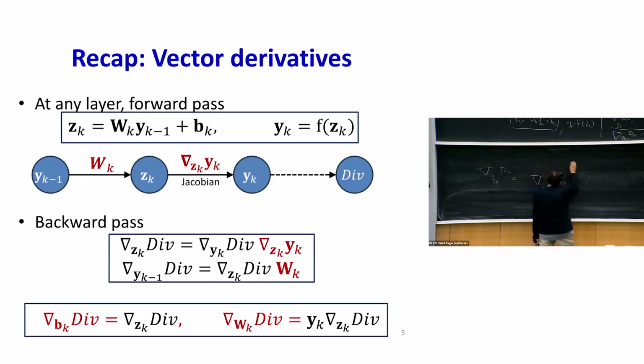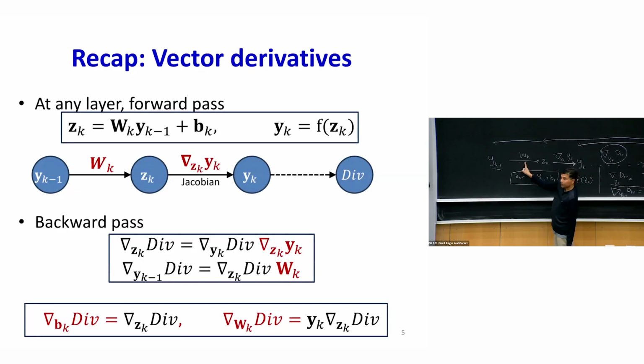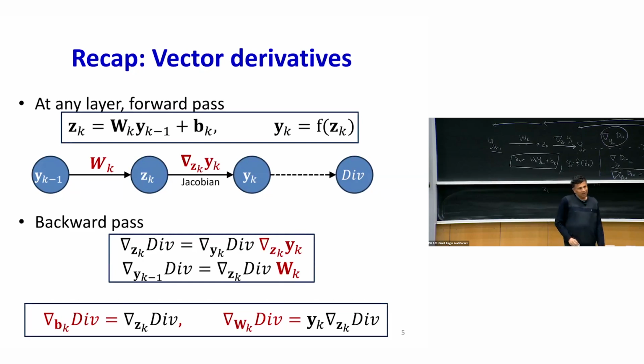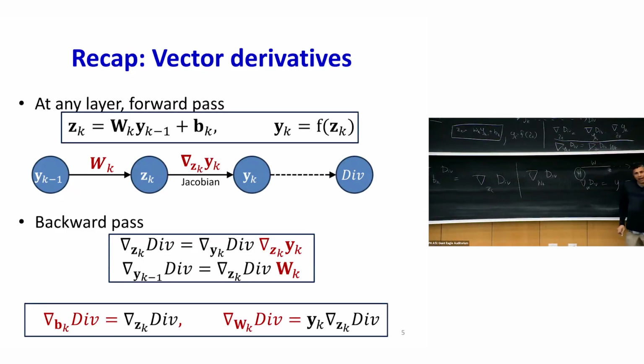Okay. And what was the derivative of the divergence with respect to Wk over here? We saw this rule too, right? We saw that the derivative of the divergence with respect to Wk was yk minus 1 times the derivative with respect to zk. So at any edge, if I have an edge of this kind, z going to y, and then this goes on to the divergence with the W here, then the derivative of the divergence with respect to W, y going to z, was simply y times the derivative of the divergence with respect to z. So the variable at the beginning of the edge times the derivative for the variable at the end of the edge. So that was the simple rule that we had.